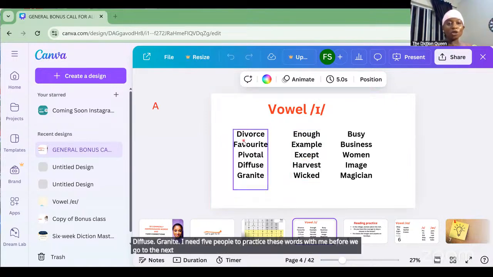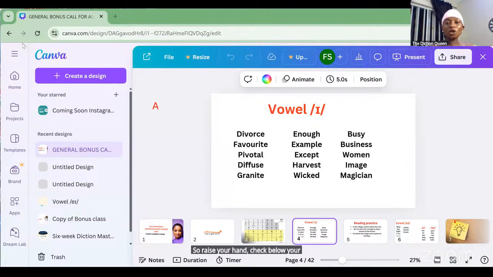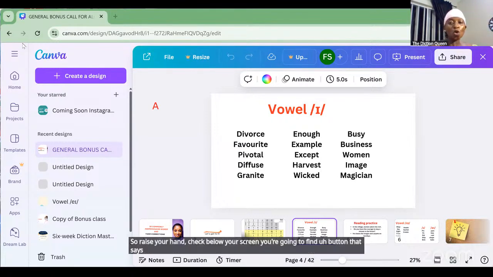I need 5 people to practice these words with me before we go to the next batch that I have. So if you would like to practice with me, please raise your hand. To raise your hand, check below your screen. You're going to find a button that says raise hand, or it could be reaction. Click on it and I'll automatically see your hands up here.